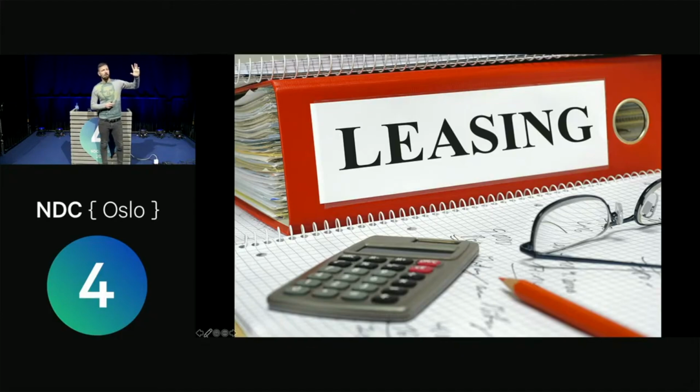So we have the car manufacturer. We have the end customer, Bob, in our example. And Bob doesn't have to buy the car from the manufacturer directly, but now we get this leasing company in the middle. And the leasing company will buy the car from the manufacturer and then lease it to the end customer for a monthly rate.